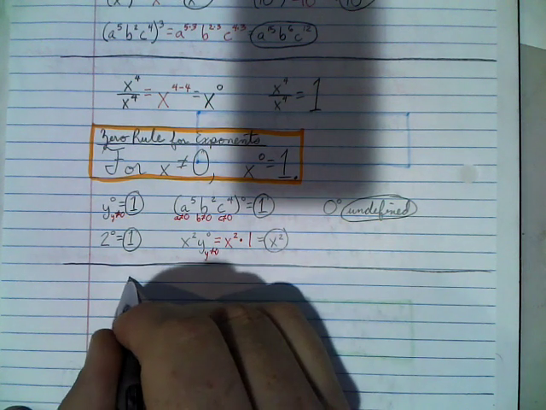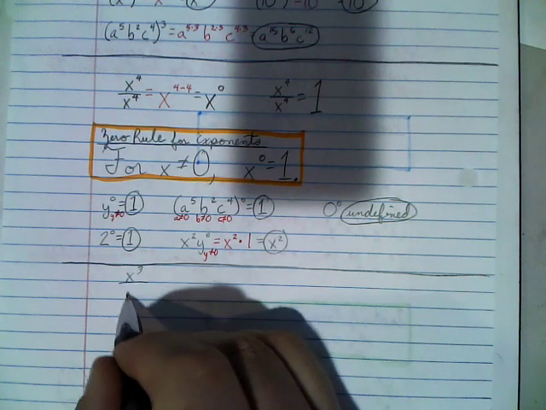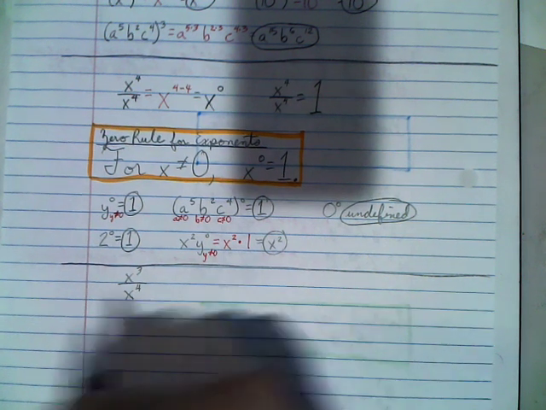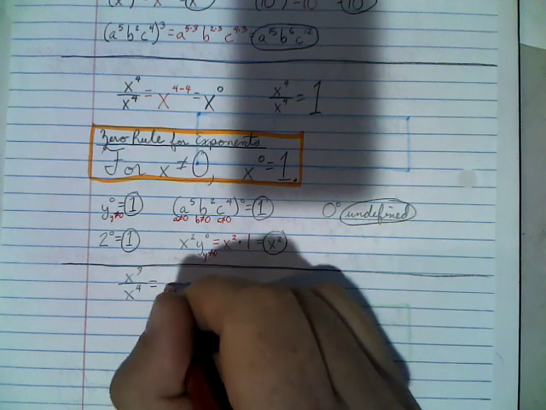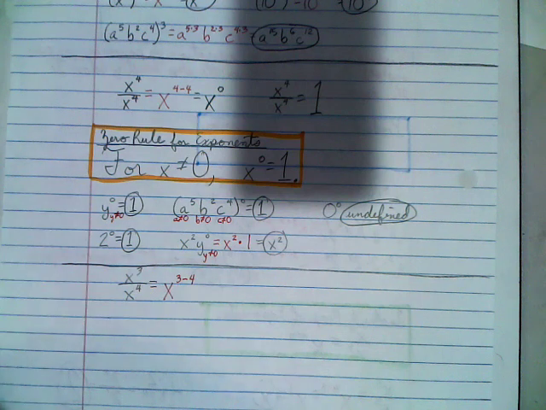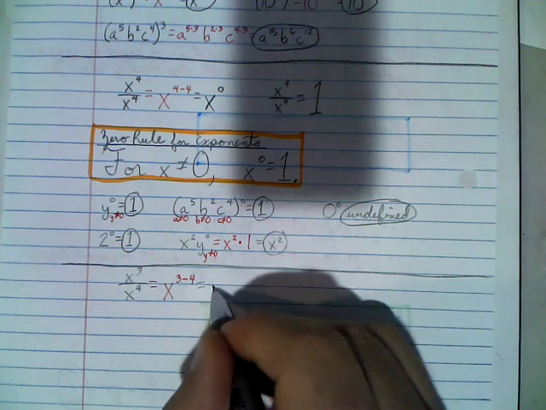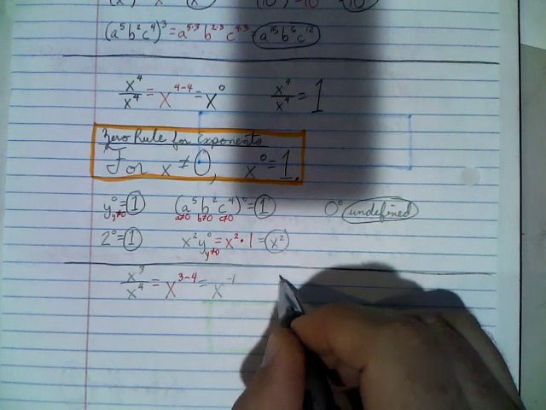Let's say this time I had x cubed over x to the 4th power. Well, again, if we use our quotient property, then this will be x to the power of 3 minus 4, which of course 3 minus 4 gives me negative 1. So this will be x to the negative 1st power. But let's explore this again.